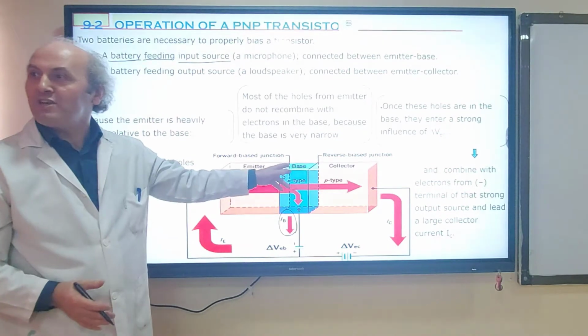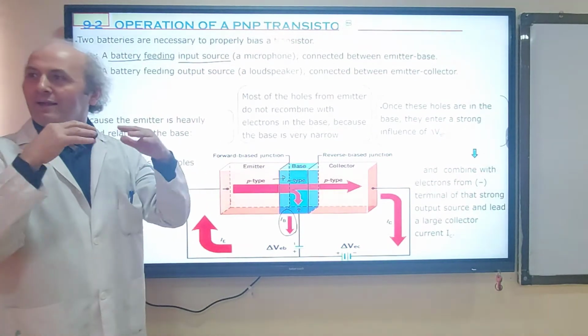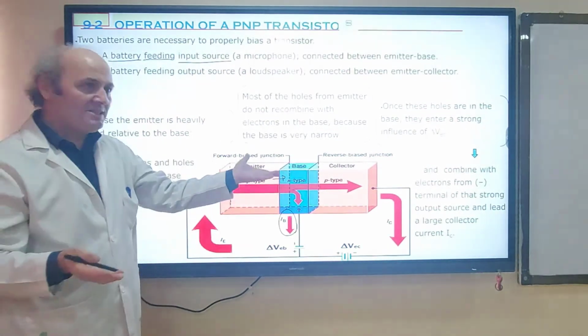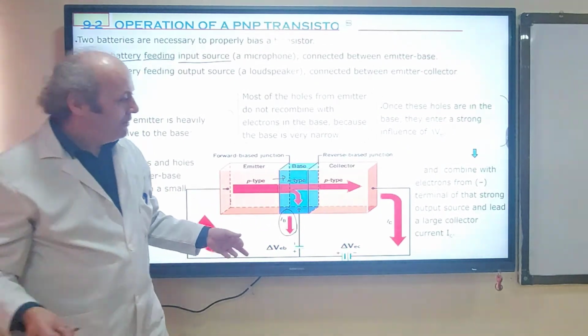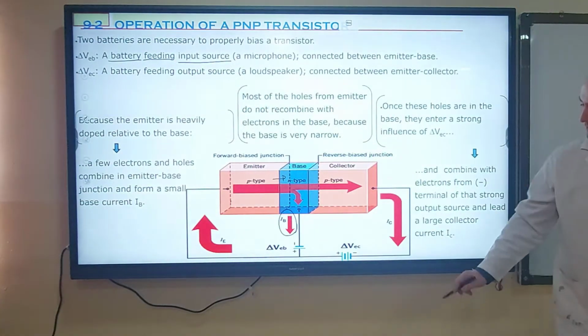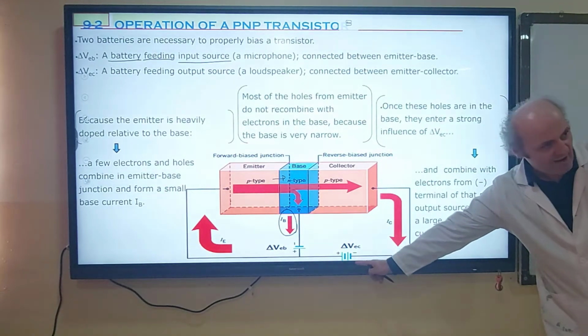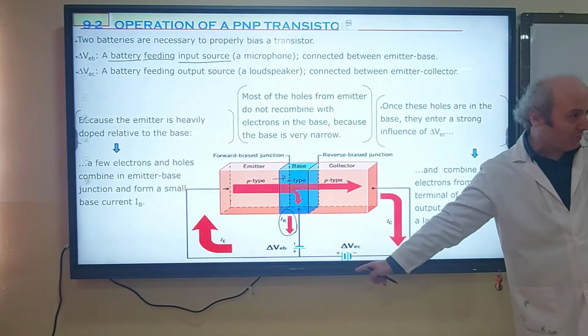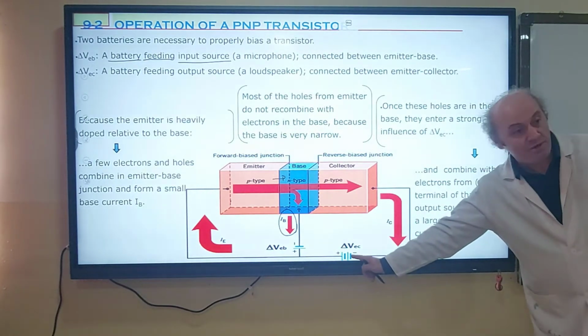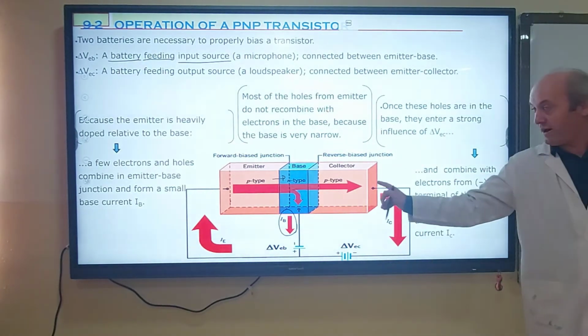990 holes are staying in here to combine with electrons. But the base has no more electrons. What's going to happen? Look at this now. This is negative. This is a very huge, powerful battery, 220 volts. And the negative terminal of the battery is connected to where?